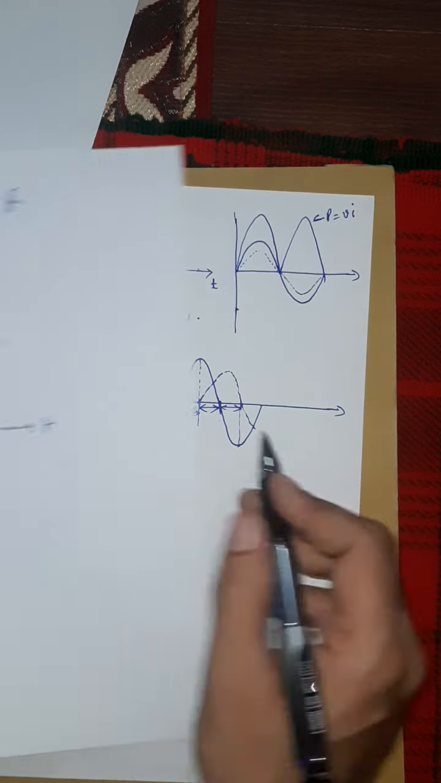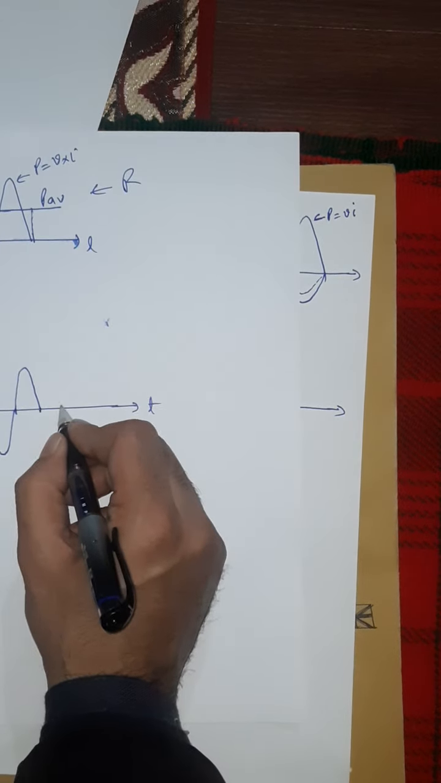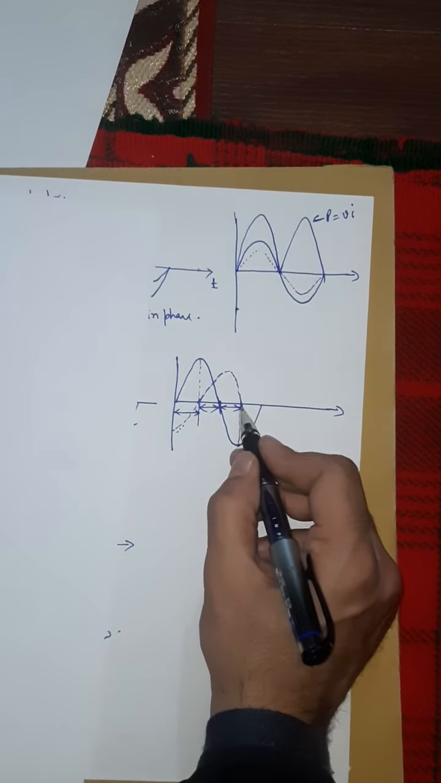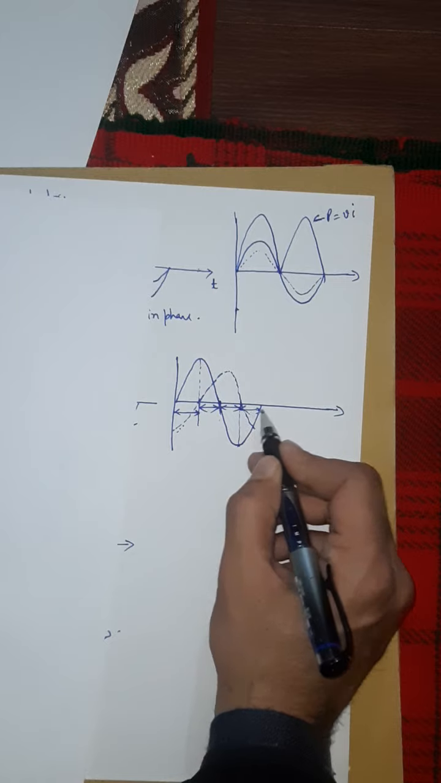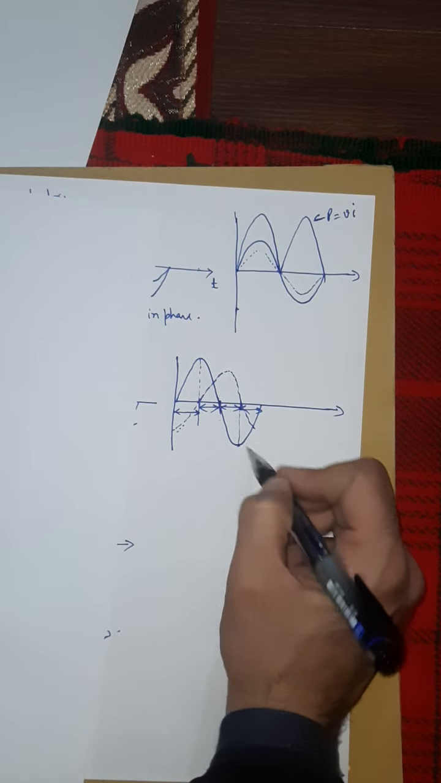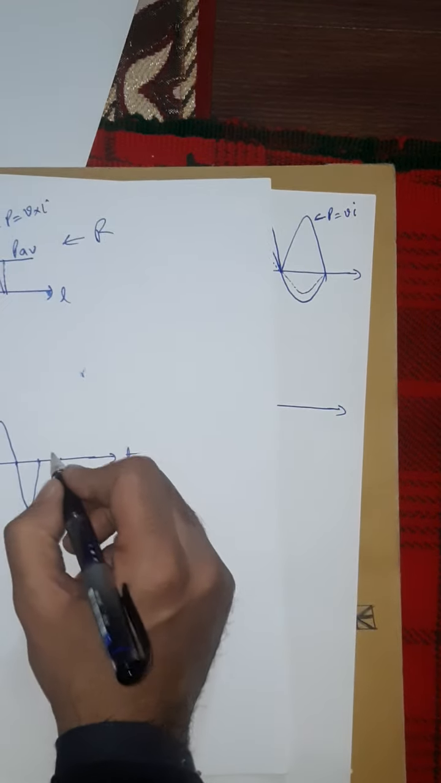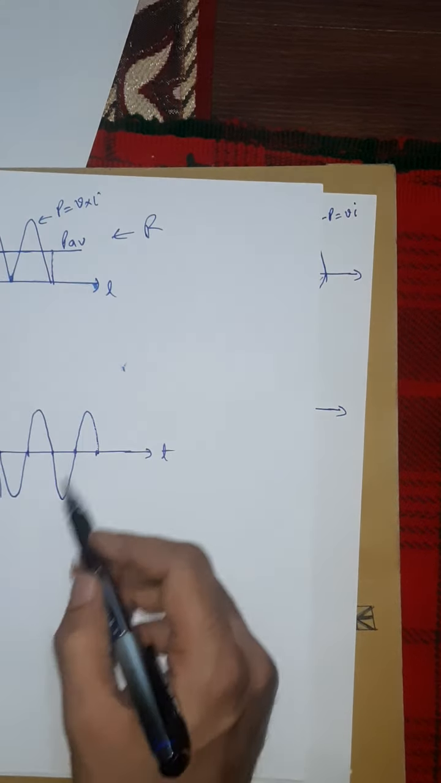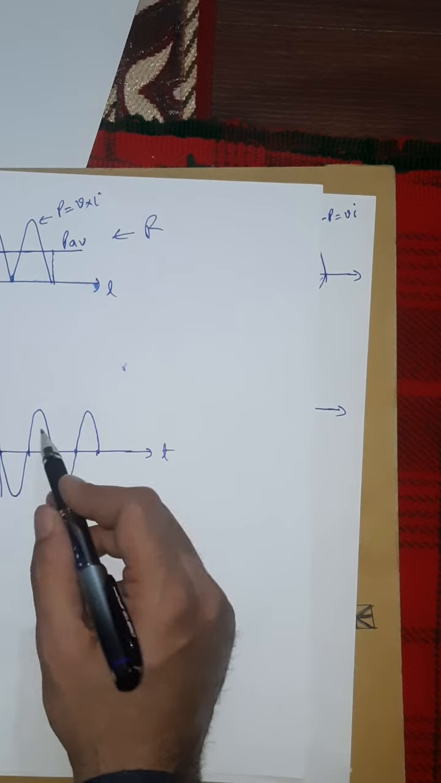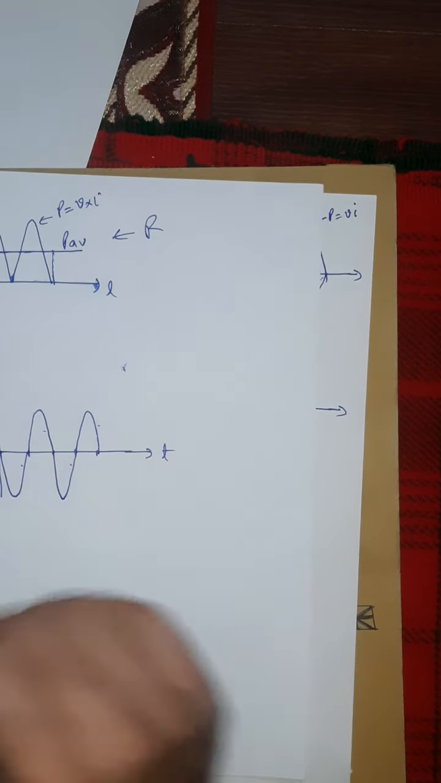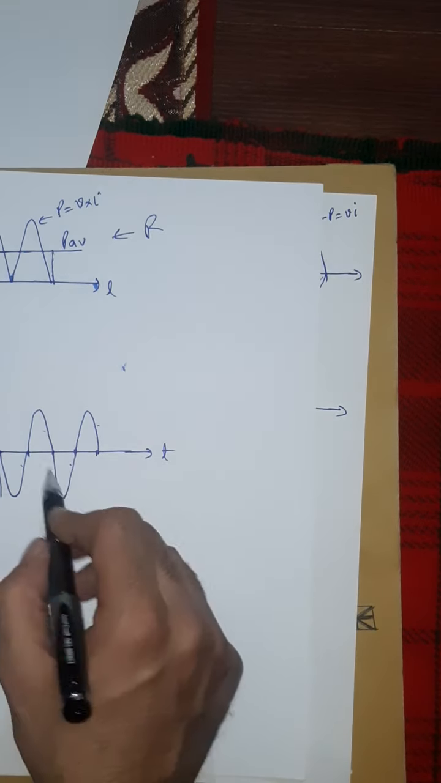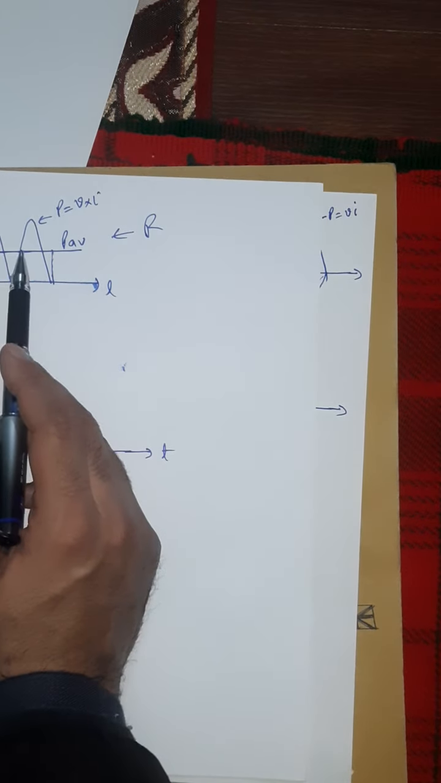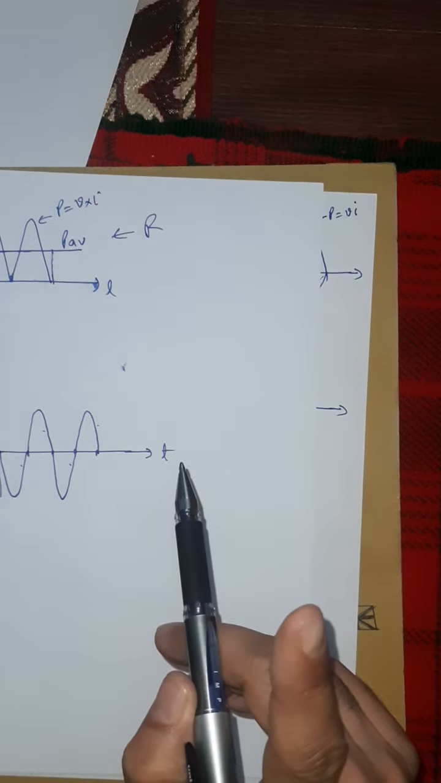Now from this point to this point, current is positive but voltage is negative. So positive multiplied by negative is negative. It is this much, again negative. And from this time to this time, both current and voltage are negative, so power will be positive. So you can say here we have 4 cycles, 2 positive and 2 negative. For one cycle of the voltage and one cycle of the current we have 2 cycles of power. However, in the case of a purely resistive load, we have only 1 cycle of power.